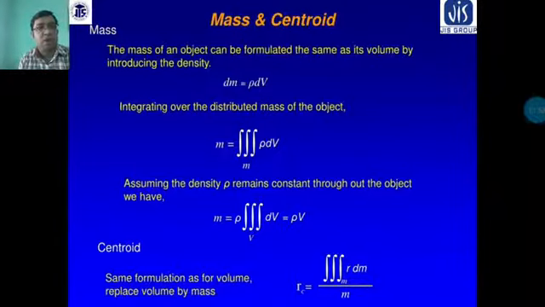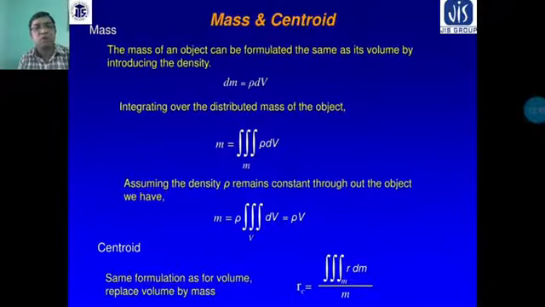So m, the mass, equals the triple integral of rho dV. Assuming the density rho remains constant throughout the object, we have m equals rho times the triple integral of dV, which equals rho V.